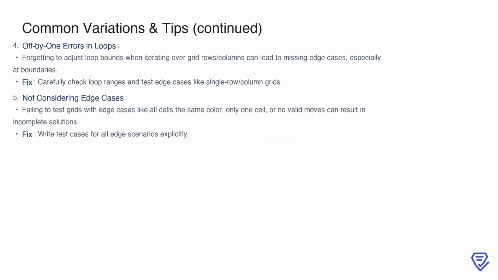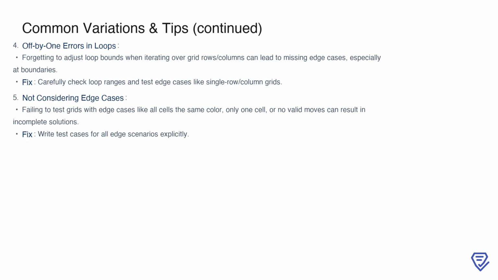Off-by-one errors in loops are another source of mistakes in grid problems. These occur when loop bounds are not adjusted correctly, which can cause you to miss edge cases, particularly around the grid's boundaries. Carefully verifying loop ranges and testing edge cases, such as single row or single column grids, can help avoid this issue. Speaking of edge cases, it's also important to explicitly consider scenarios like grids where all cells are the same color, grids with only one cell, or cases where there are no valid moves. Failing to account for these can leave your solution incomplete. To address this, make sure to write test cases that cover all these potential edge scenarios to ensure your code handles them correctly.